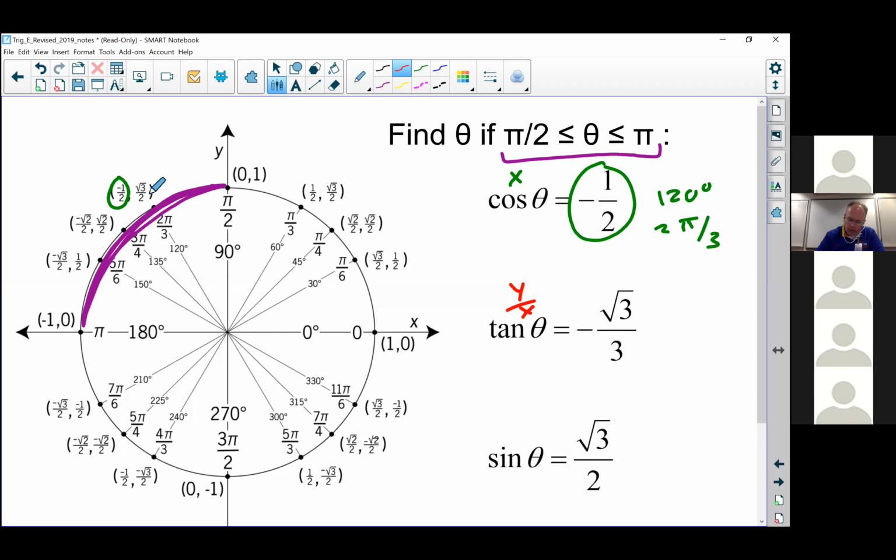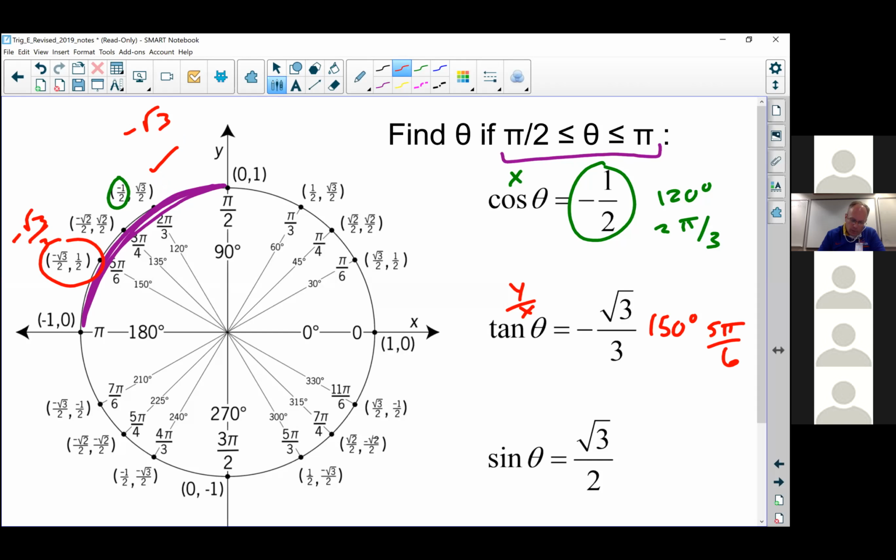Y over x, so root 3 over 3. If I chose this one, this would give me an answer of just negative root 3. If I chose this one, that would give me the negative root 3 over 3 if I rationalized it. So we're talking about 150 degrees, which is 5 pi over 6 in radians.